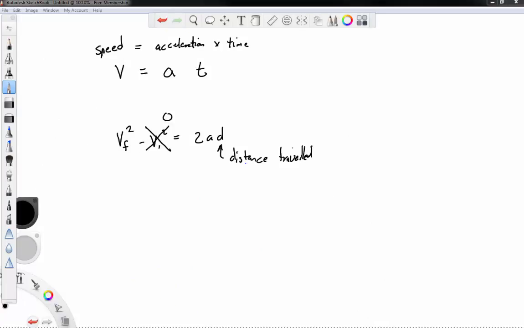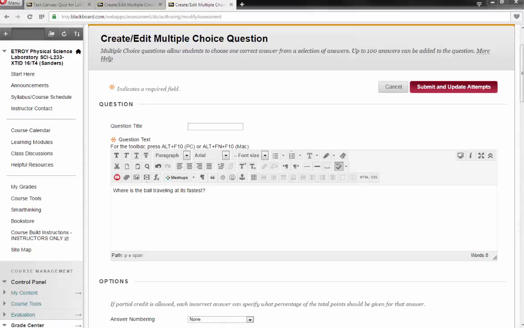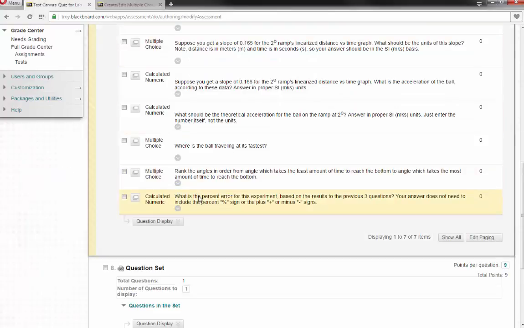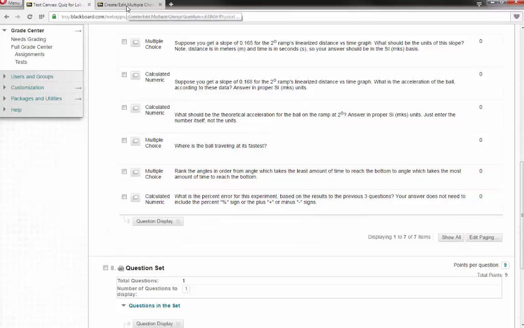And both of them are in agreement. So at this point, let's take a look at the final question of the 13 pointers, which says, rank the angles in order from angle which takes the least amount of time to reach the bottom to angle which takes the most amount of time to reach the bottom.